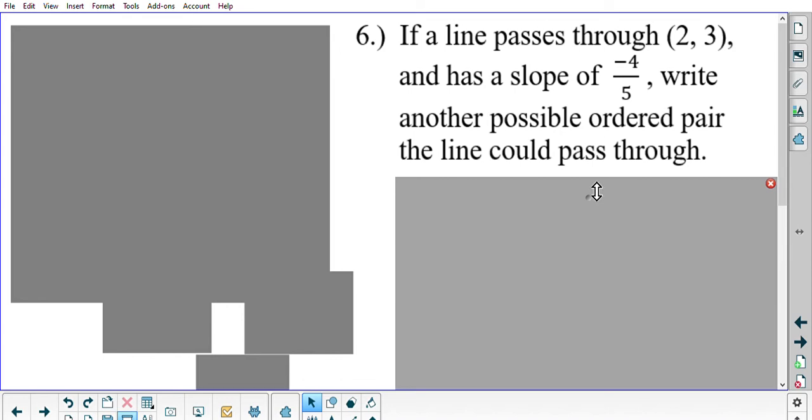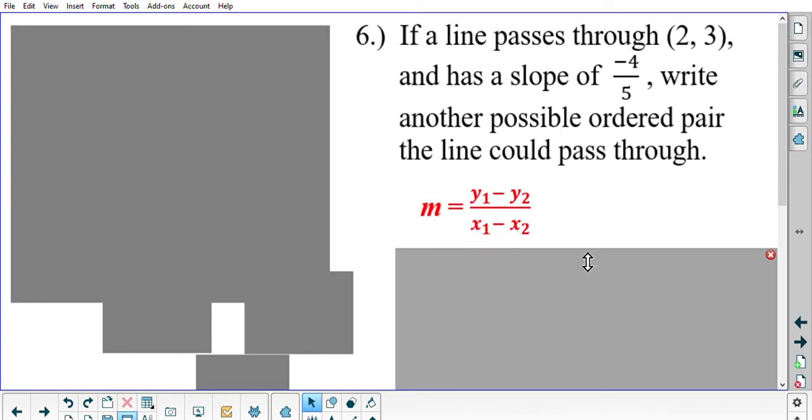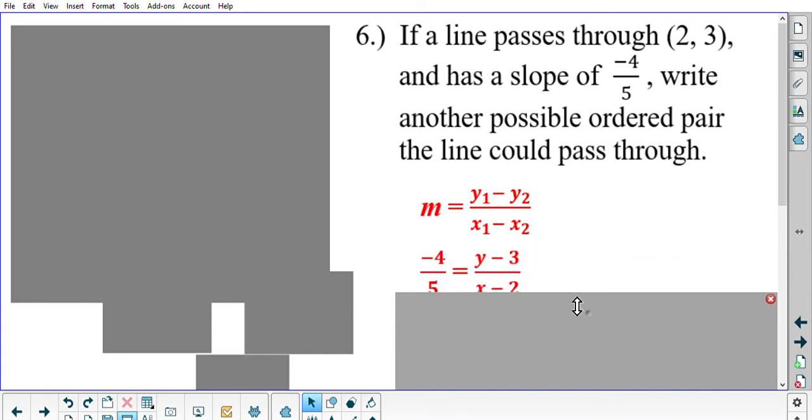There's many different ways of doing this. One possible way is using the formula. You might be like, Mr. Underkoffler, well, how do I use the formula? We know the slope is negative 4/5. You can substitute that in for the m. But the substitution on the right-hand side is going to be a little interesting. We have to come up with another possible ordered pair, another possible x and y. So that's going to stay variables. But we know the other x and y is 2, 3. 2 is the x, 3 is the y.